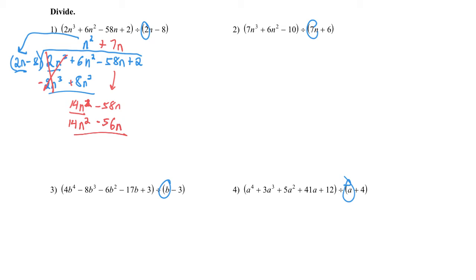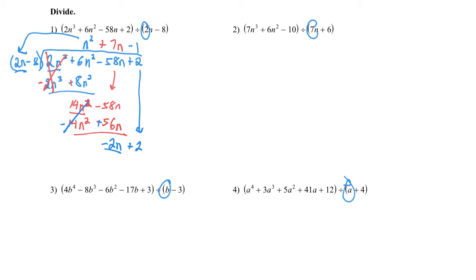And then you always change your signs. So negative, positive, and then add them up. Cancel those. Negative 58 plus 56 will be negative 2n. And then drop down the last guy. And what number times 2n gives you negative 2n? So it's going to be negative 1.